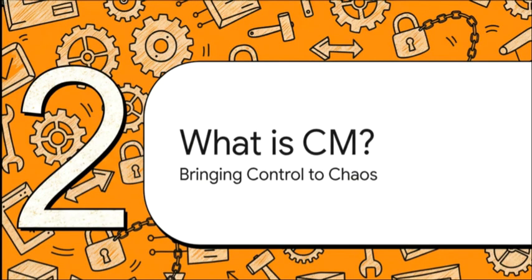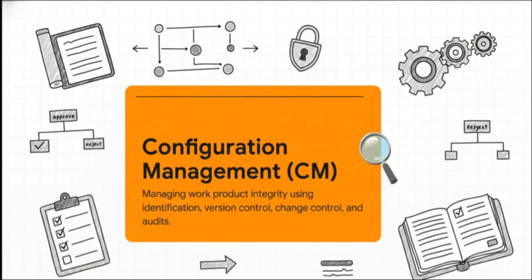Okay, so we've established the problem, right? The chaos. Now let's talk about the solution, the toolkit that brings order to that chaos. Configuration management. So what is this thing really? In simple terms, configuration management is just a structured way of keeping track of your work. It's a formal discipline, sure, but it's really about using a few smart techniques, like giving things unique names, controlling versions, managing changes, all to make sure that the thing you're working on is the right thing.